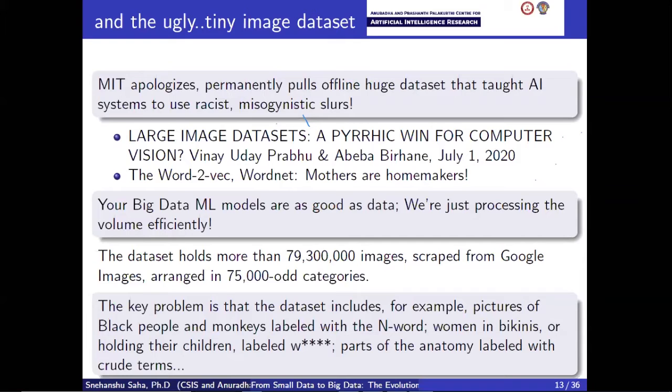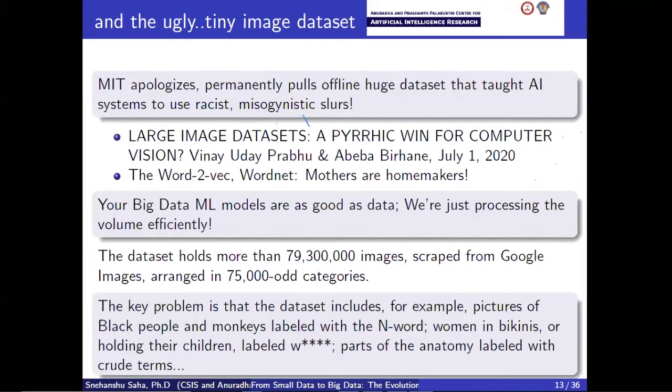And this is not really ugly, but I also find it really objectionable. Word2vec, which is also being used, and WordNet, which are word-based, natural language-based data sets, invariably tag mothers as homemakers. It's almost like a CBSE textbook. Why are we outraged about a CBSE textbook which shows women as homemakers? Your model is also doing the same thing.